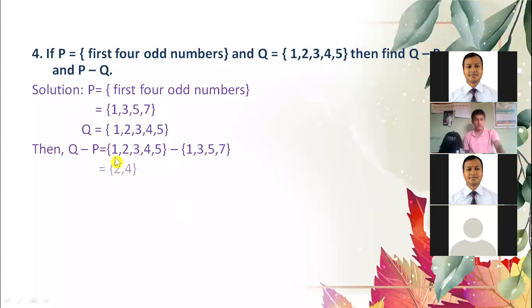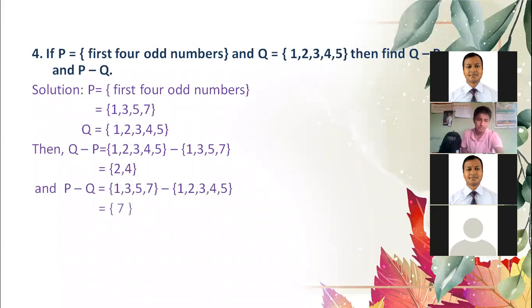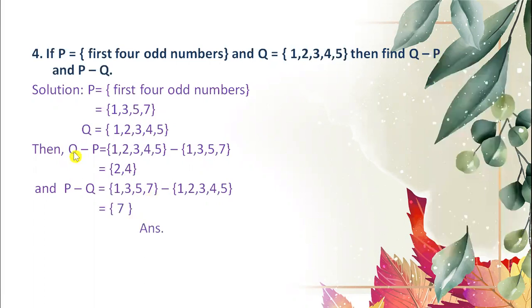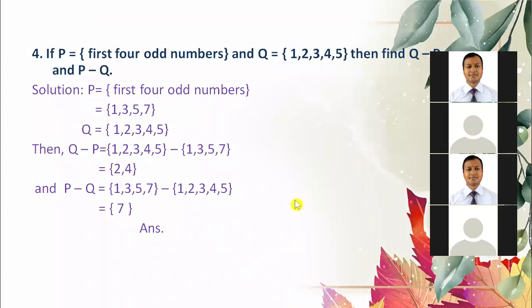Now remove the common elements. Common elements are 1, 3, 5. These are common and the remaining elements in the first set are 2 and 4. Similarly, for P minus Q, we have to remove the common elements. 1, 3, 5 are removed and the remaining element in the first set is 7. So P minus Q is 7 only. Q minus P is 2, 4 and P minus Q is 7 only. Is there any confusion in this question? No, sir. I think it's a very easy question for you all.